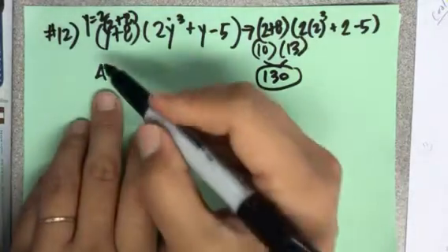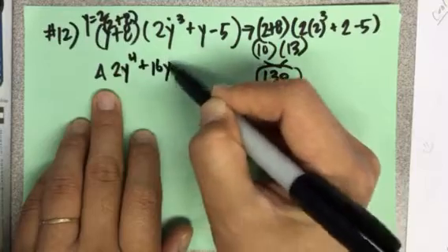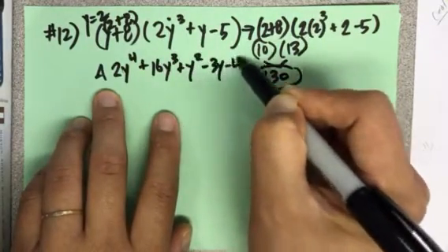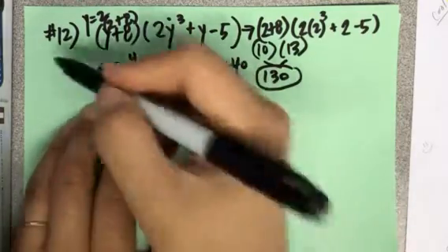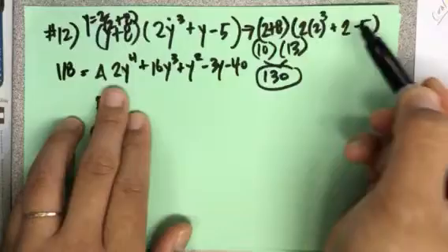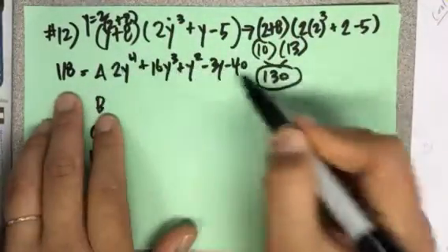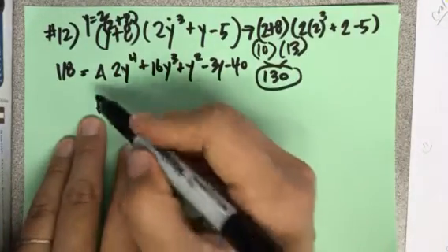So if you start at A, you have 2y to the fourth plus 16y to the third plus y squared minus 3y minus 40. And if you did that on your calculator, because you can use a calculator, this will equal 118. That's if you plugged this number 2 into all of these to find out the match. That is not a match made in heaven. Okay, they're breaking up. So this one is going to be the answer.